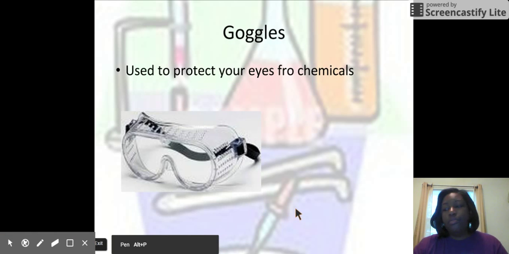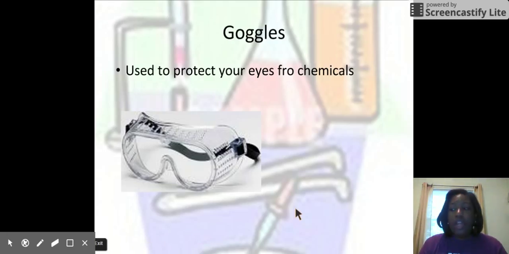All right, goggles. Pretty self-explanatory. They are protecting your eyes from chemicals. Even when we use vinegar, it will sting. That's why we will use goggles. I have plenty of goggles for everyone, but we will not use them for all labs, even though it is best lab safety practice. But we'll be using them for a couple of them, especially when we start working with vinegar.